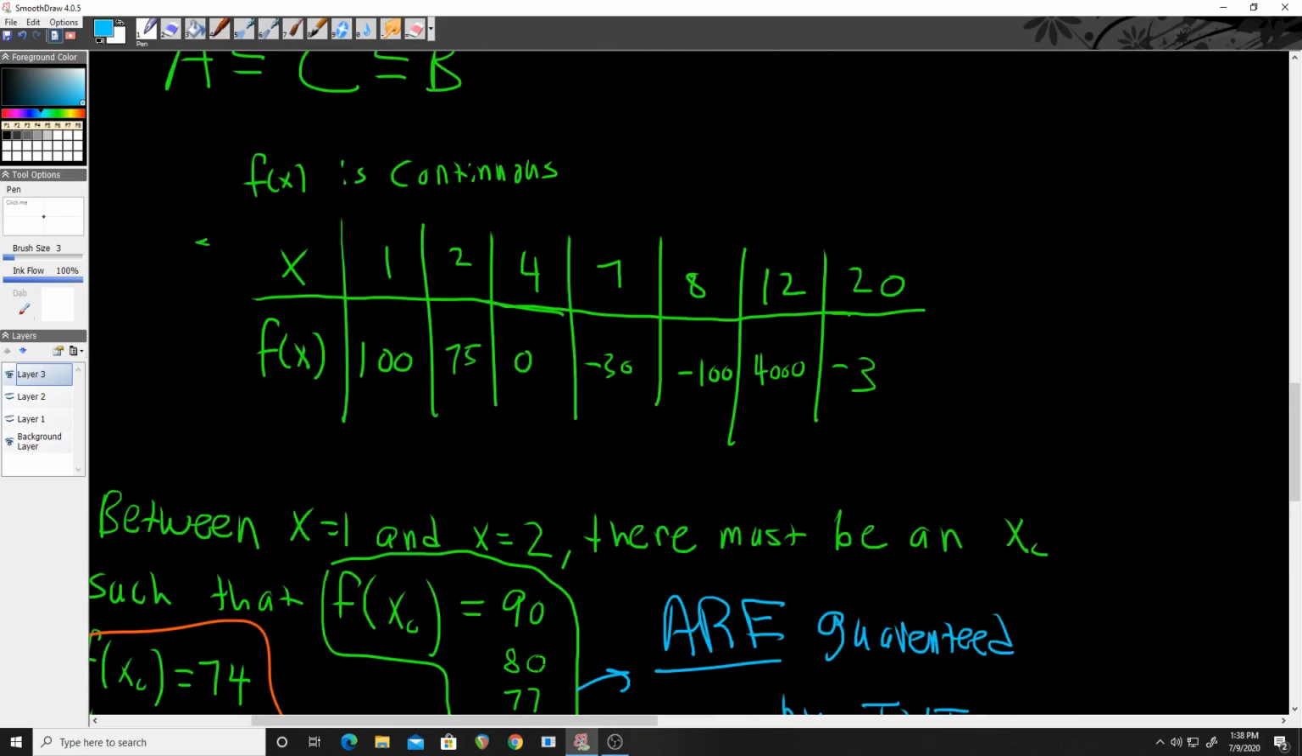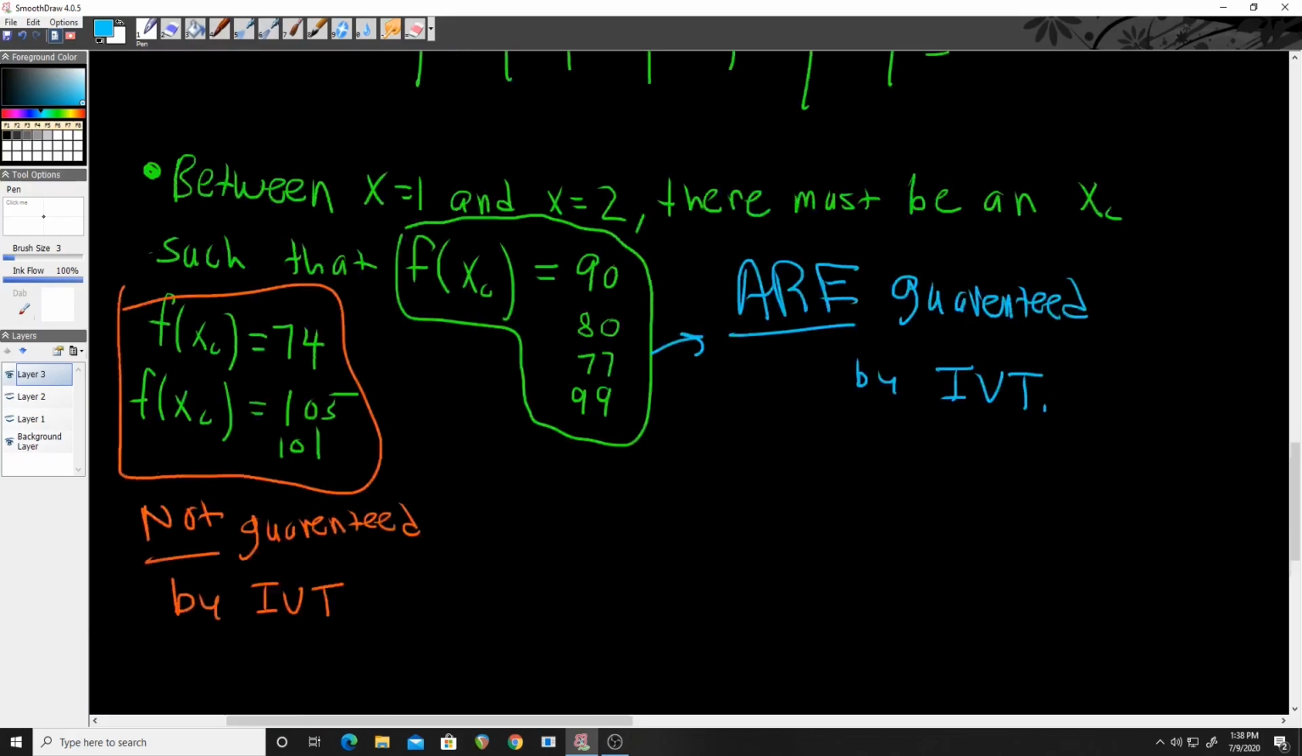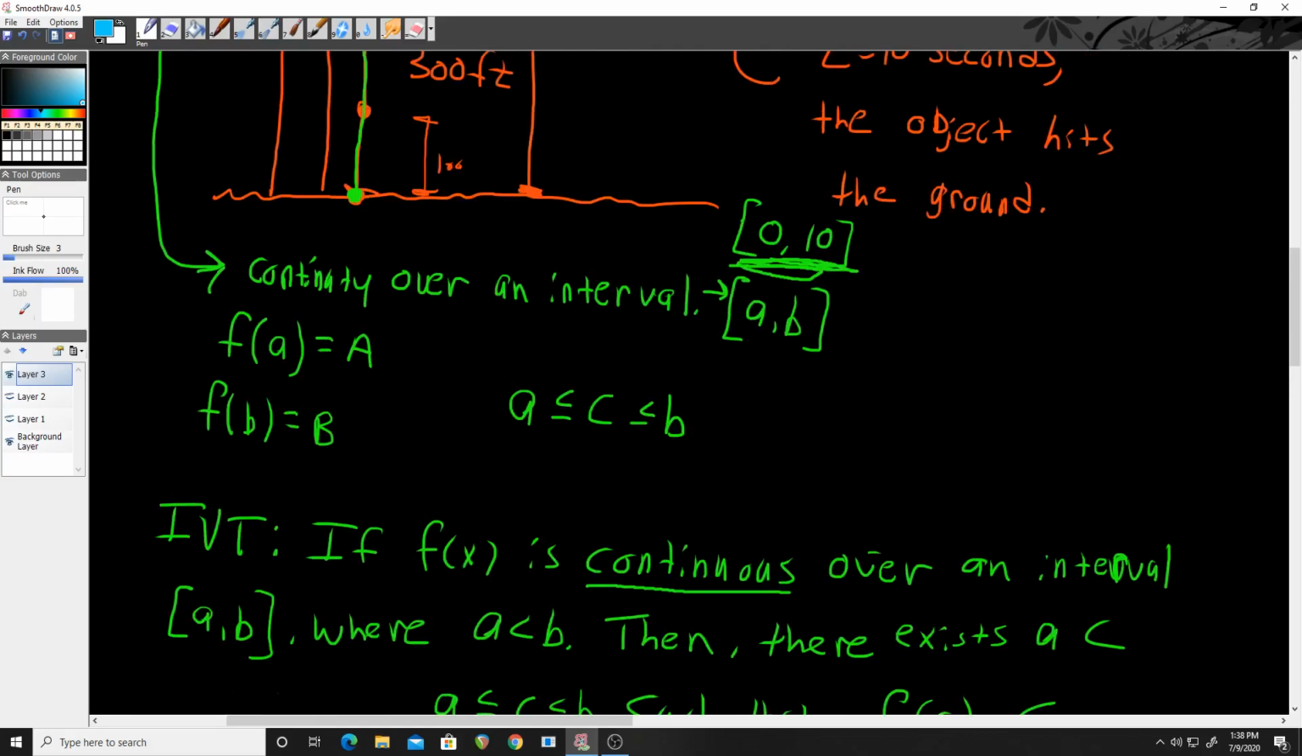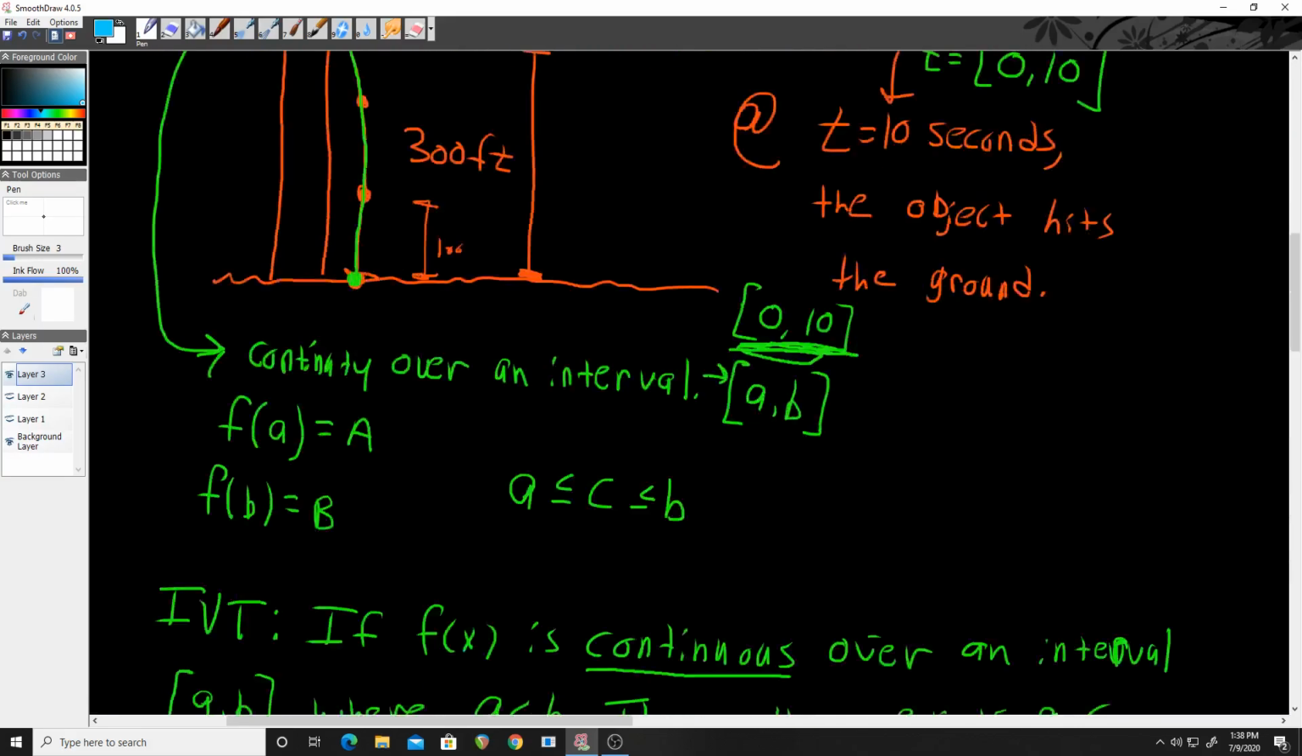Let's see. I think I'm going to call it. I think this explanation is good enough. Maybe it's not. If it's not, let me know, and we can talk about this some more. Good. All right.